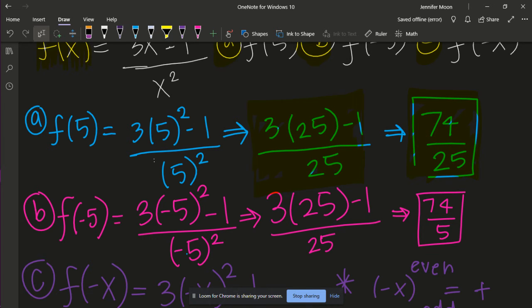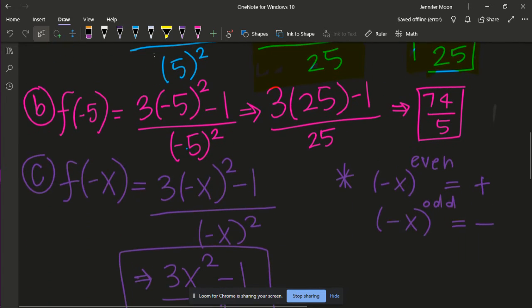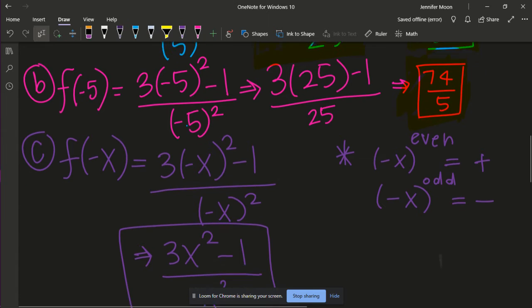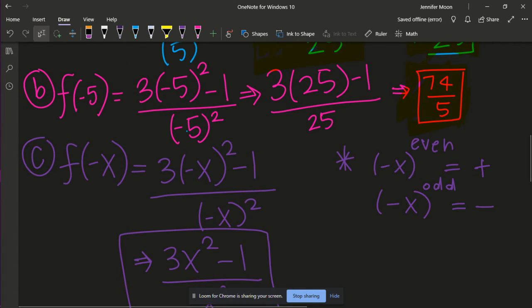And then I did the same thing for b, which was f of negative 5, and I got the same answer. Just so you know, that won't always happen. It just happened to happen here. And then here, I needed to plug in f of negative x.